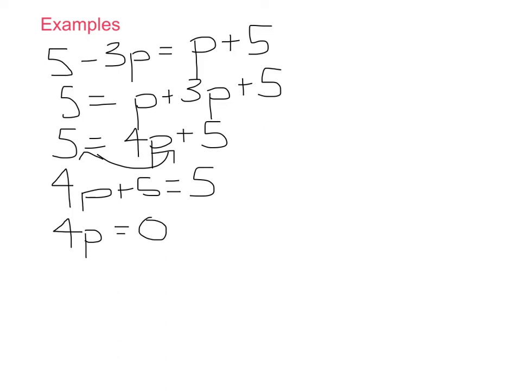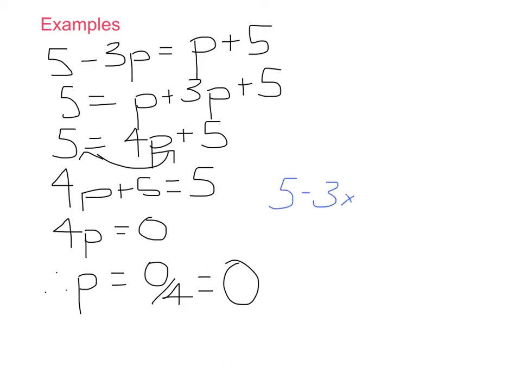So 4p is 0. If 4 times p is 0, 1 times p is therefore also going to be 0 divided by 4, 0. 4p is 0. Nah, that seems like a bit of a weird answer to you, guys, doesn't it? I know I had to double check before when I got that answer, but easiest way, guys, to check if we're right, substitute it into the equation. So 5 minus 3 times 0, because that's our answer, equals 0 plus 5.